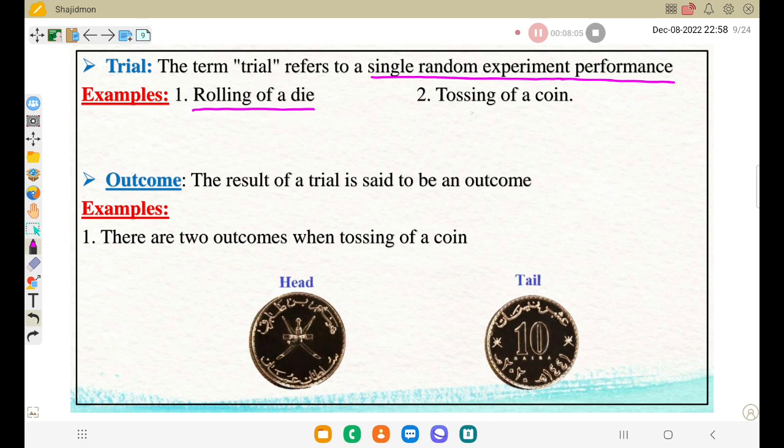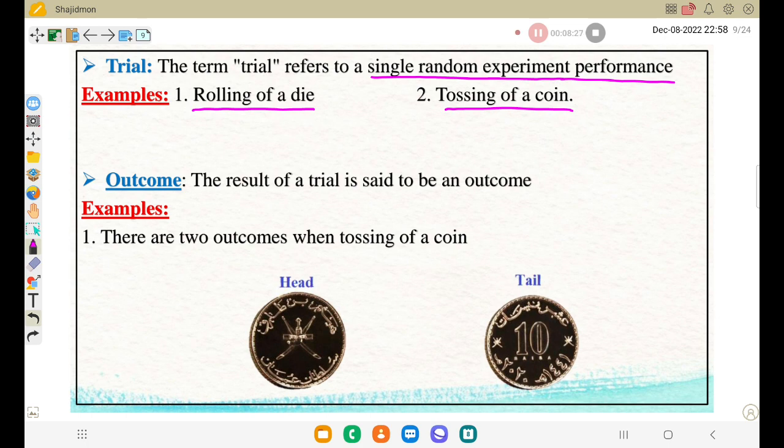That is one trial. Tossing a coin: we have a coin, we are just tossing that coin one time. That is what we call a trial of that experiment. We do it one time, that is one trial, the second time is the second trial, the third trial, like that. So a trial of an experiment means a single random experiment performance.